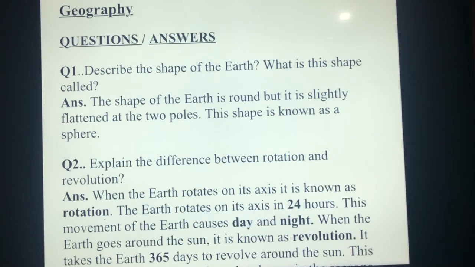I believe you can see it. Describe the shape of the earth. What is this shape called? The shape of the earth is round, but it is slightly flattened at the 2 poles. This shape is also known as a sphere. You can find this answer in the first part of the chapter, your first paragraph. Now let's move to question number 2.